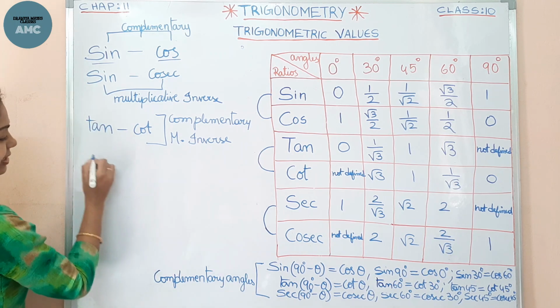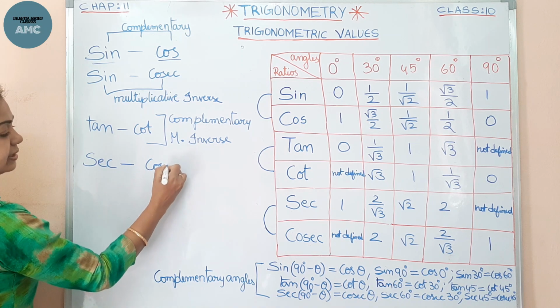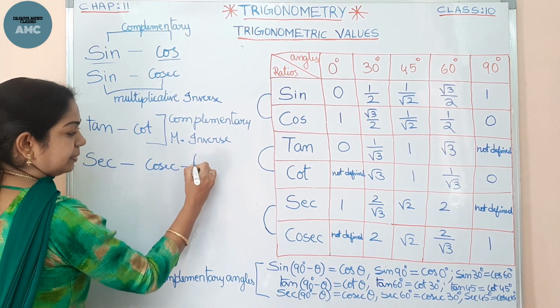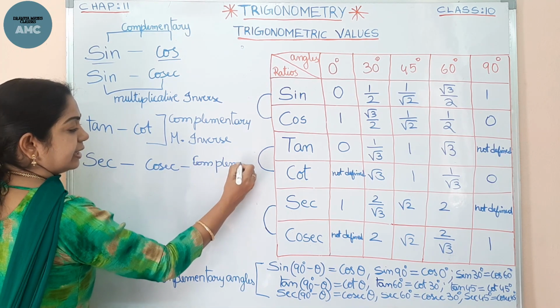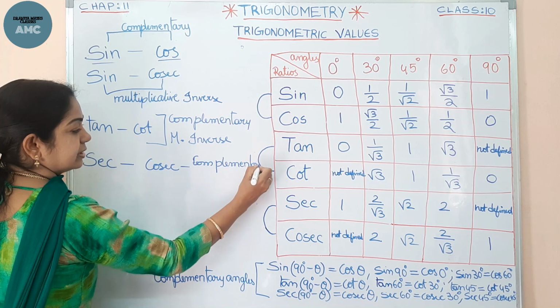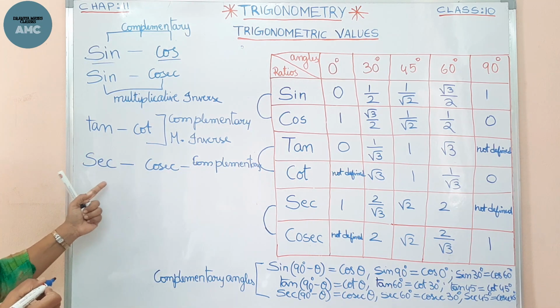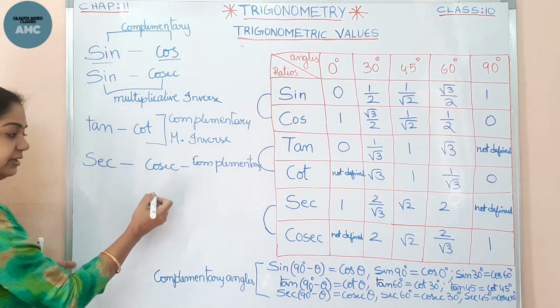Now coming to the last one, secant and cosecant. Okay, they form the complementary angles. That means secant 30 is equal to cosecant 60, secant 45 is equal to cosecant 45, secant 0 is equal to cosecant 90.